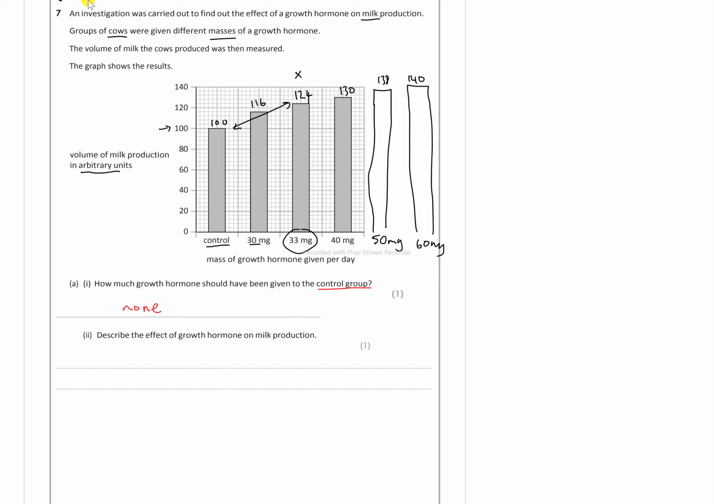So describe the effect of growth hormone on milk production. As the amount of hormone is increased, so is milk production. Okay, let's move on.